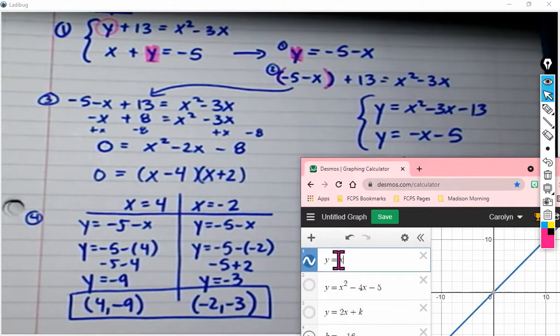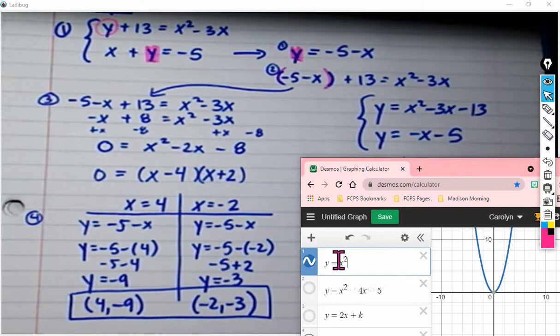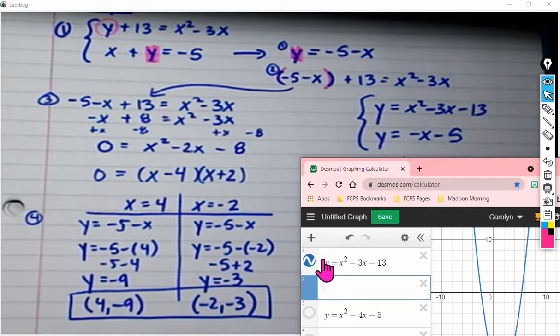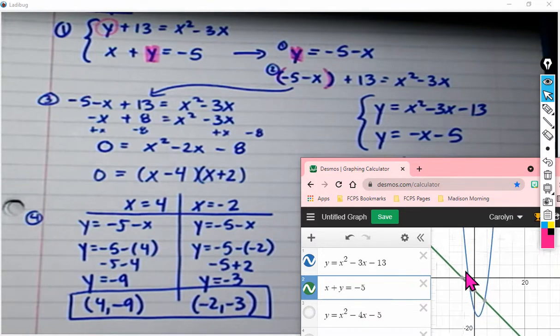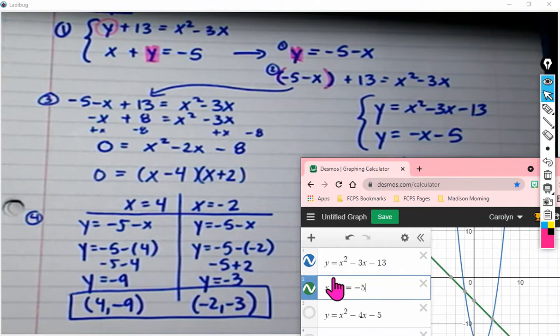Y equals x squared minus 3x minus 13. Okay. New. Right. Y. Now, x plus y equals -5. It doesn't actually matter what format you put this in. Right. Notice I didn't solve for y here. And automatically, intersections are highlighted in Desmos. Automatically. All you have to do is click on it. And that's how you can check your work.